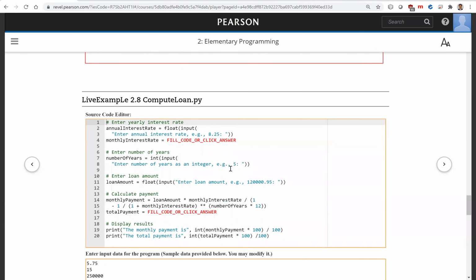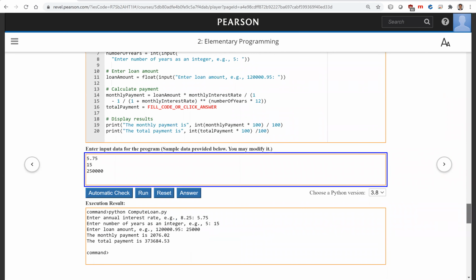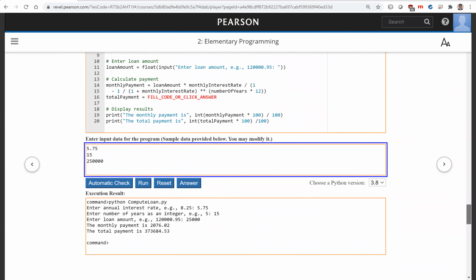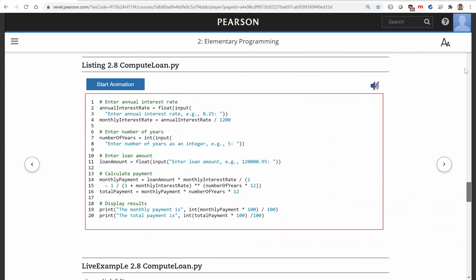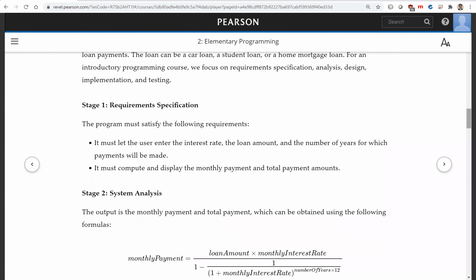Now we're going to test it with a couple of representative inputs, and we're going to see if the output matches as expected. That is all for this example to demonstrate the software development process. Thank you for watching. See you in the next video.